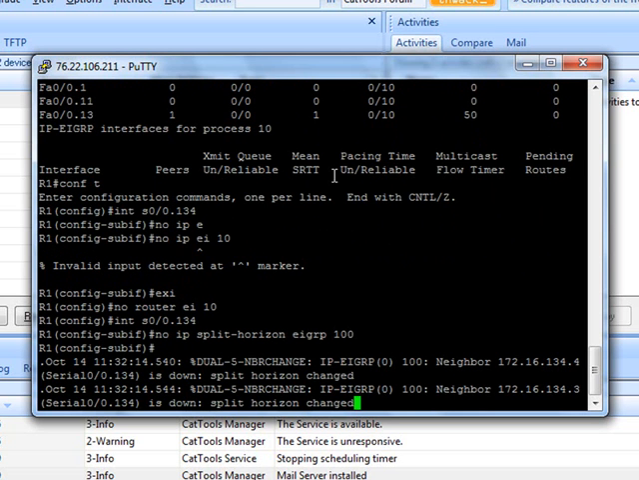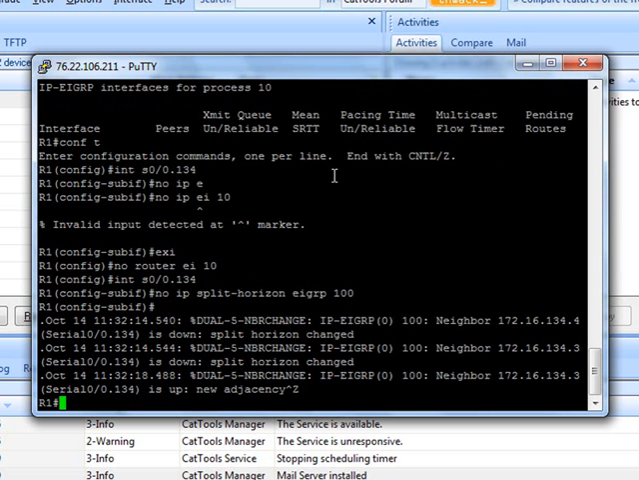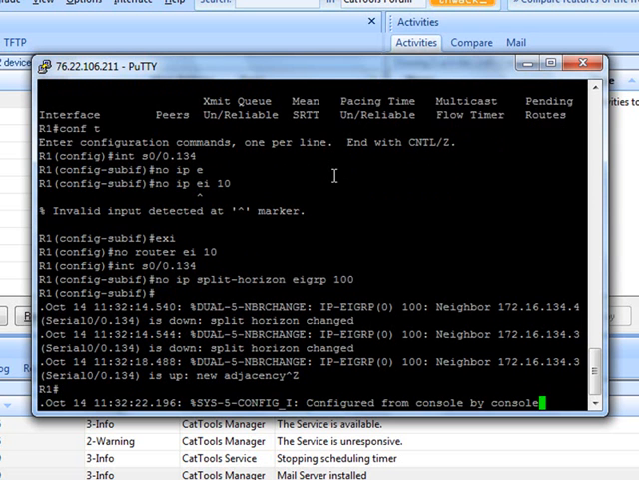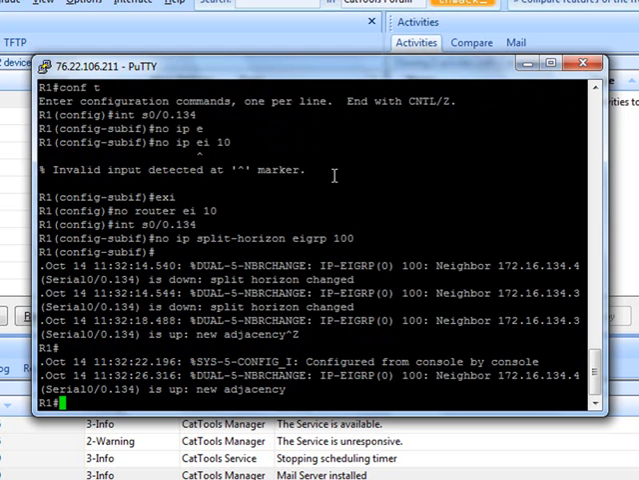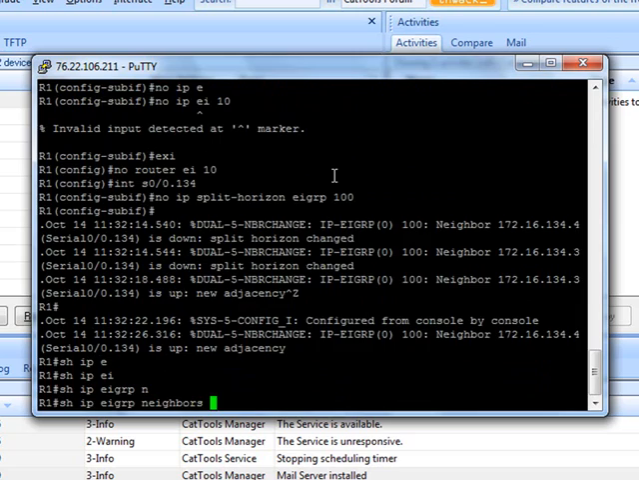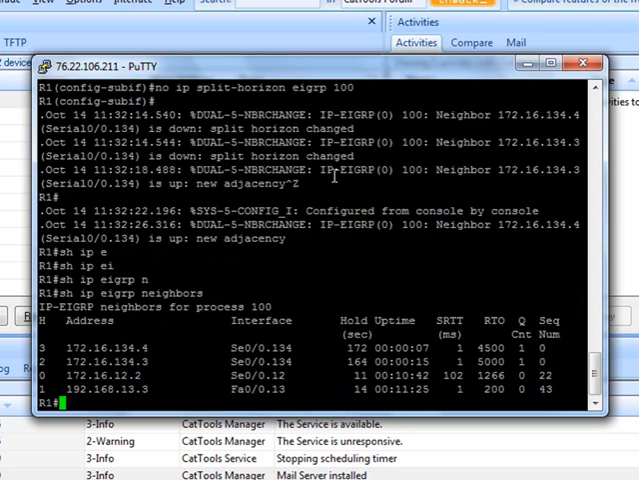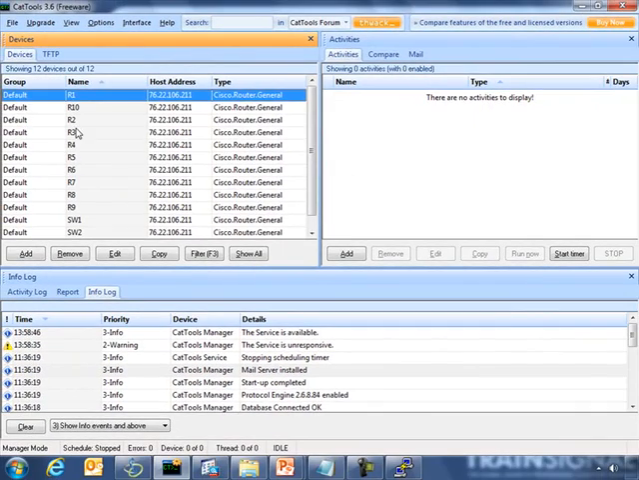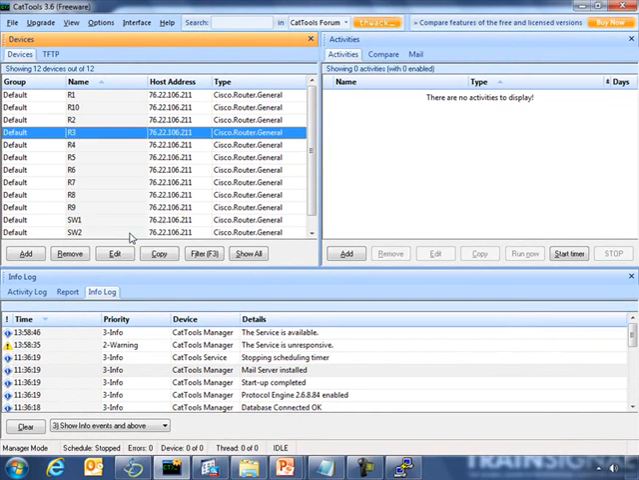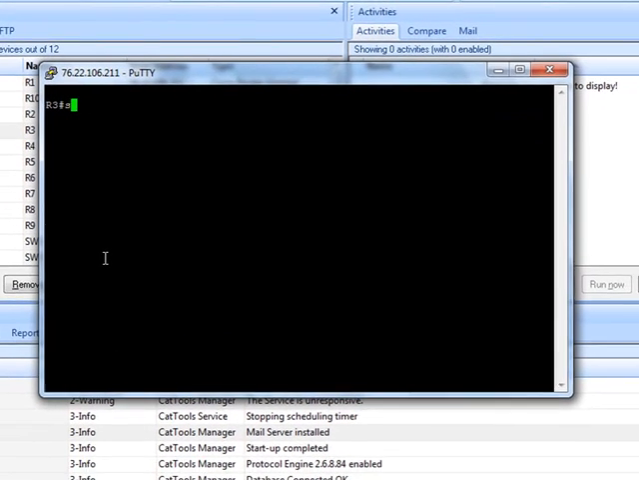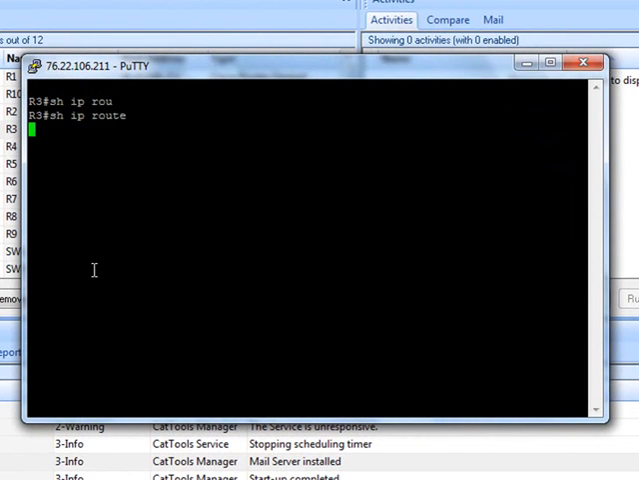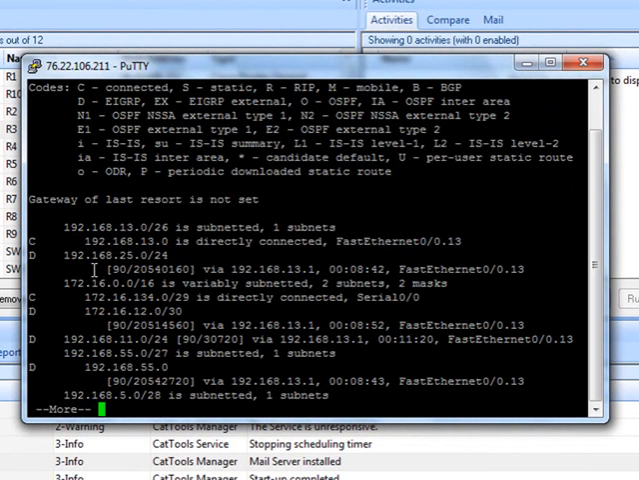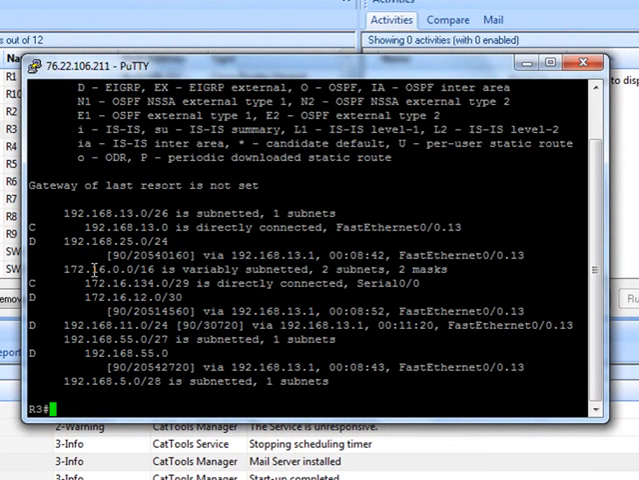And as I promised, the neighbor relationships dropped because the split horizon had changed. So the first neighbor came back up and the others come back up. So now show IP EIGRP neighbors. Now let's go to R3 and see if those routes are coming through the way they're supposed to. Show IP route. Let's do show IP route EIGRP and make it simpler.